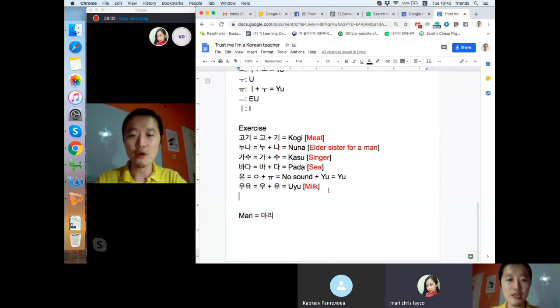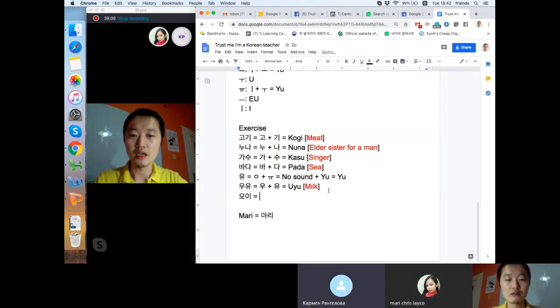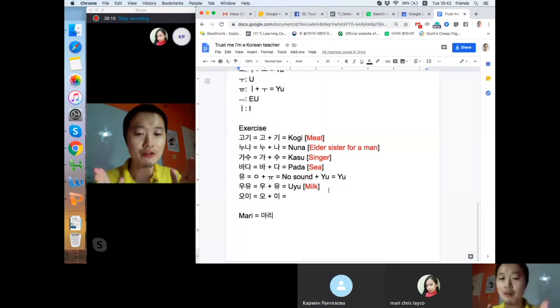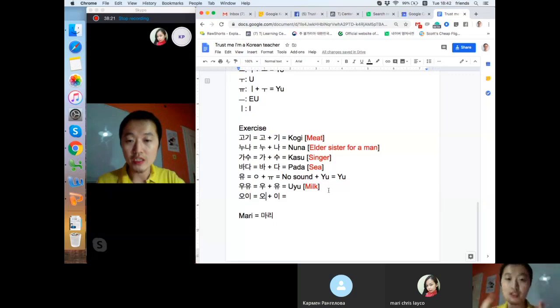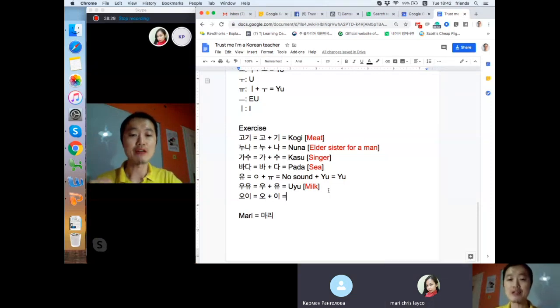Let me give you one more example. Okay, like this. The first one, there's an ieung, so there's no sound. You only need to think about the sound of the vowel. So it is o. This one is o, and the second one is e. So this one is oi. What is oi? Oil.